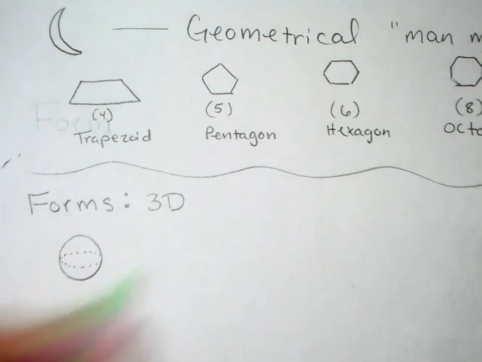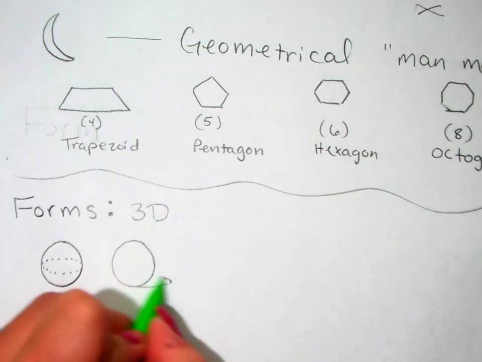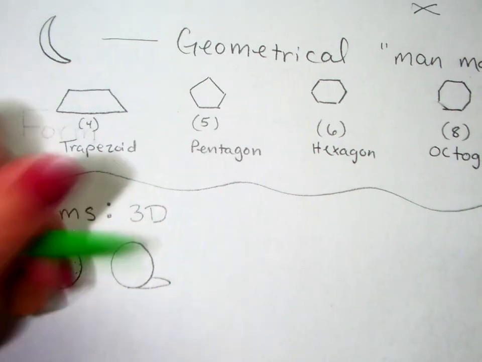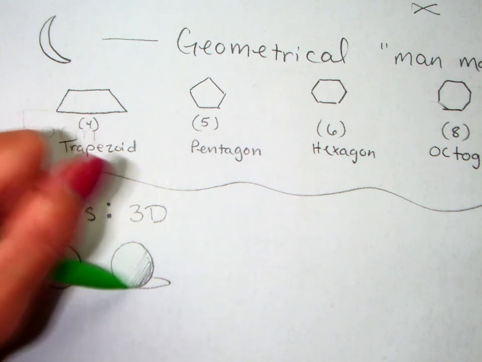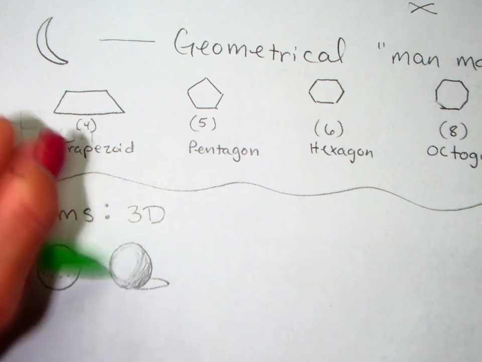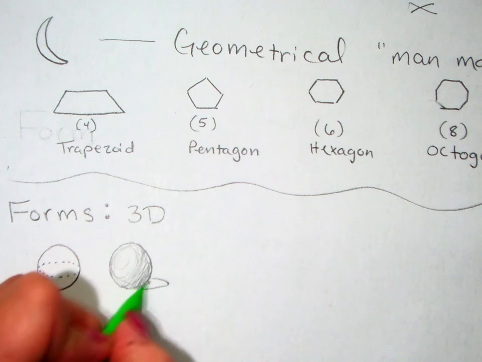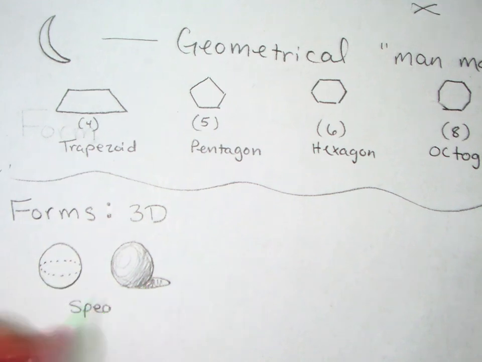Okay. Another way to show this is by adding a shadow here. And then you could also, going from dark to light, that shows form. And we'll talk more about forms later. But that's one way. So you have sphere.